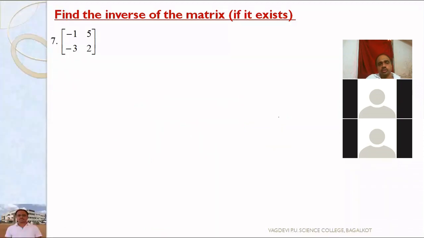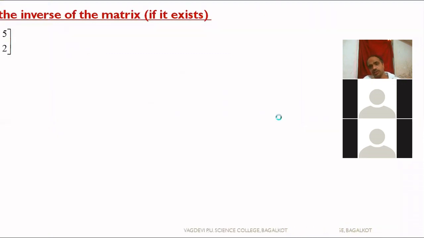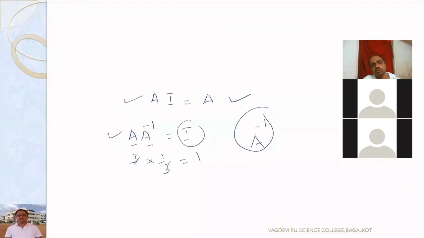So here, the same concept, inverse of a matrix, we are going to find the inverse of the given matrix, the given problem, by using adjoint. So look at question number 7. Find the inverse of the matrix if it exists. So what is the meaning of this, if it exists? I said that sometimes A inverse does not exist. When?